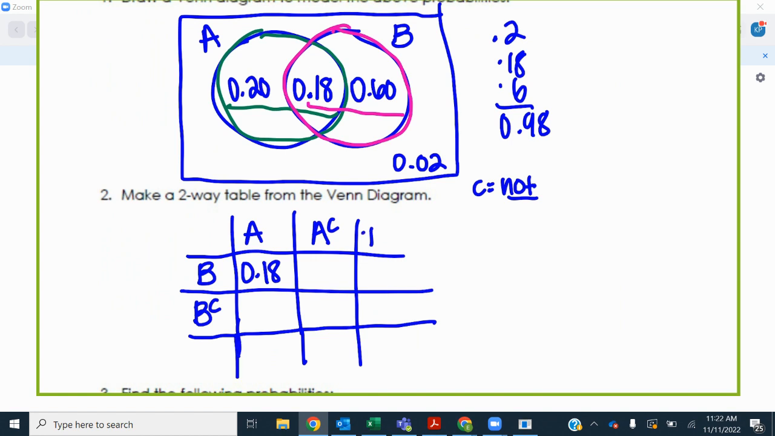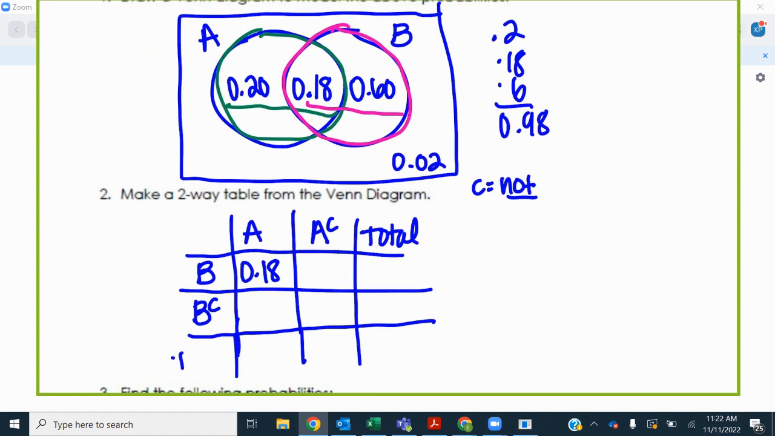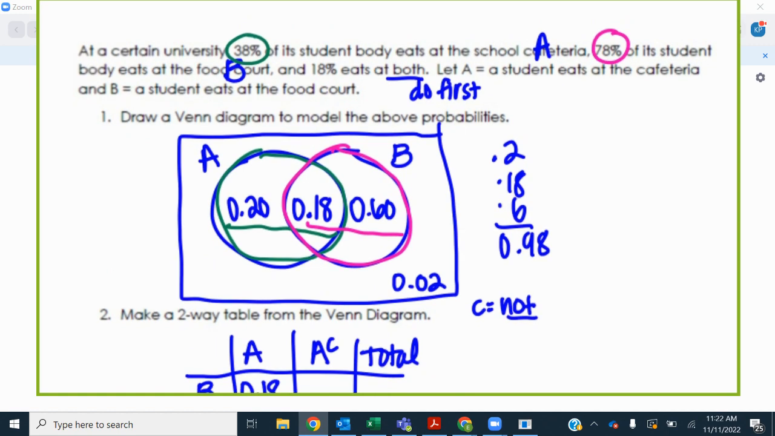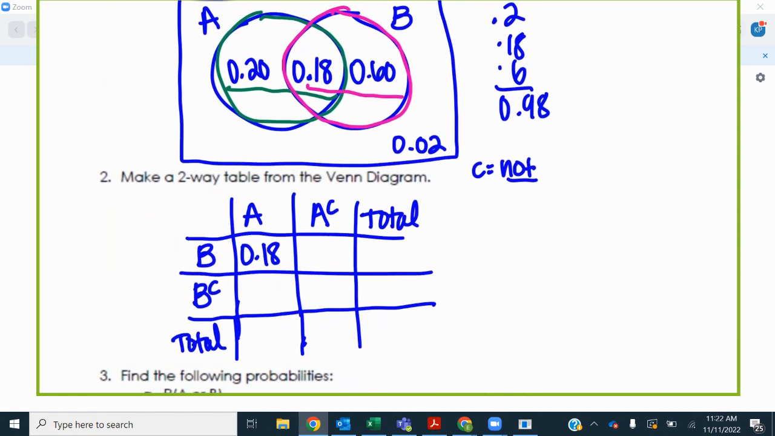And then we can also have a total. We could just use the Venn diagram to fill this in, but I also want to show you how we could use the whole problem in the first place. So they told us 38% eat at the cafeteria. So this should be 38 down here.